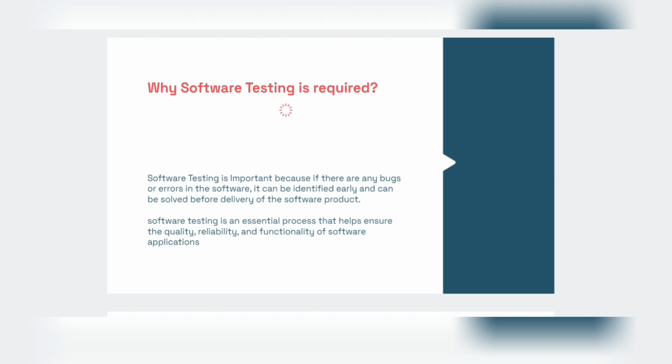Software testing is important because if there are any bugs or errors in the software, they can be identified early and solved before delivery of the software product. Early detection will cost less to fix that defect, so early testing is very important. Software testing is an essential process that helps ensure the quality, reliability, and functionality of the software application.